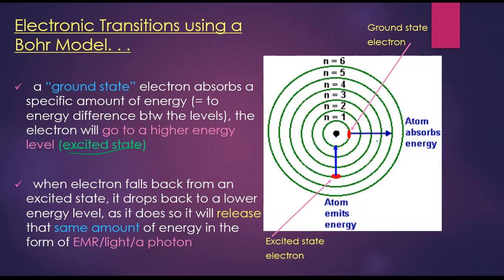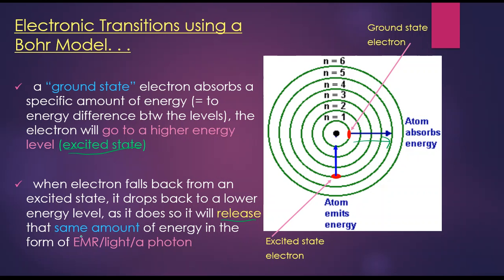So it absorbs energy and jumps out to a higher energy level. When it falls back to its original ground state, it drops back to the lower energy level. As it does, it will release energy, and it's that same amount of energy that it absorbed. When it releases it, if it's on the visible spectrum, we can see it, and that's how we can tell the wavelength.